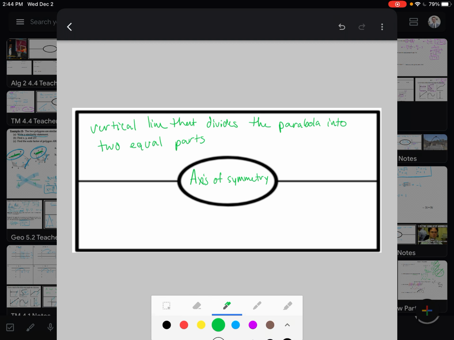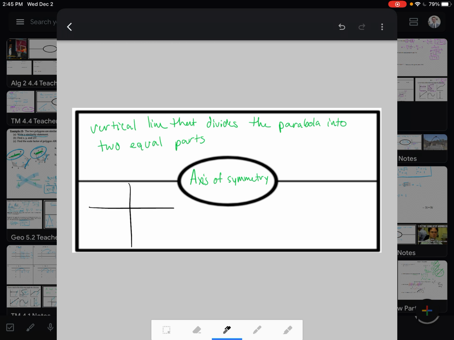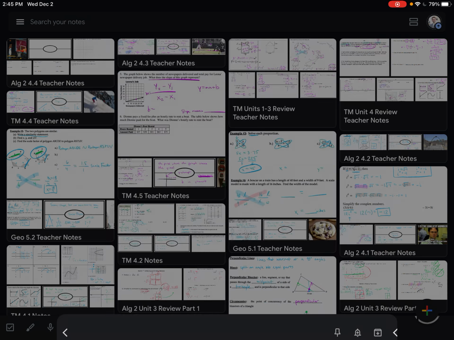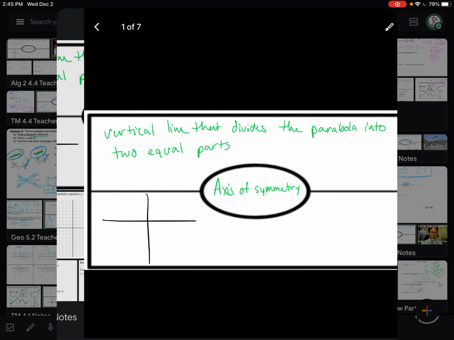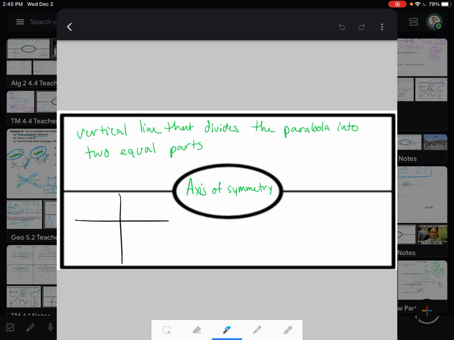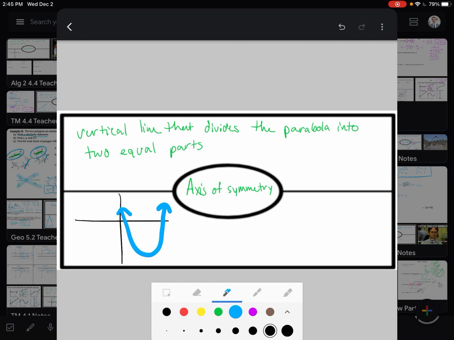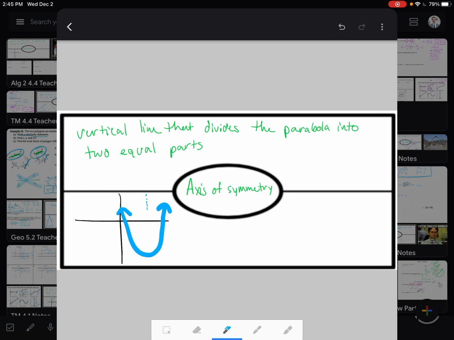So if you are drawing your parabola, and we'll do it in blue here, and let's say it is somewhere on the bottom like this. Well, our axis of symmetry here, I don't know why that got super big, would cut it directly in half. So we'll go straight down the center and cut it directly in half. So that's going to be important.